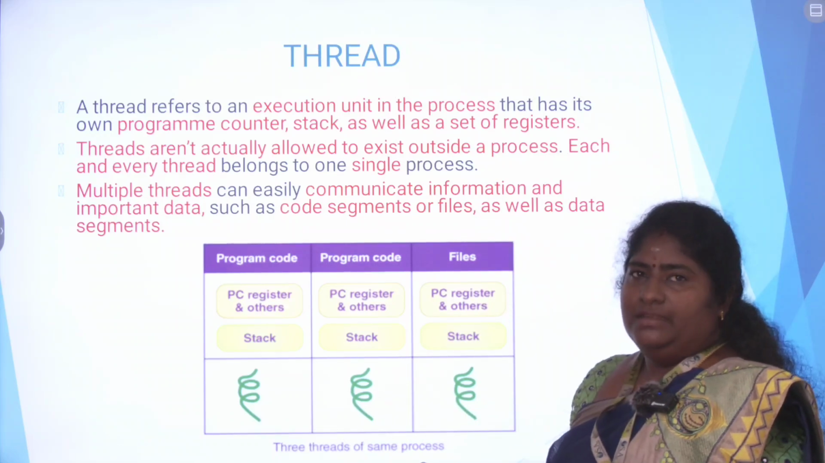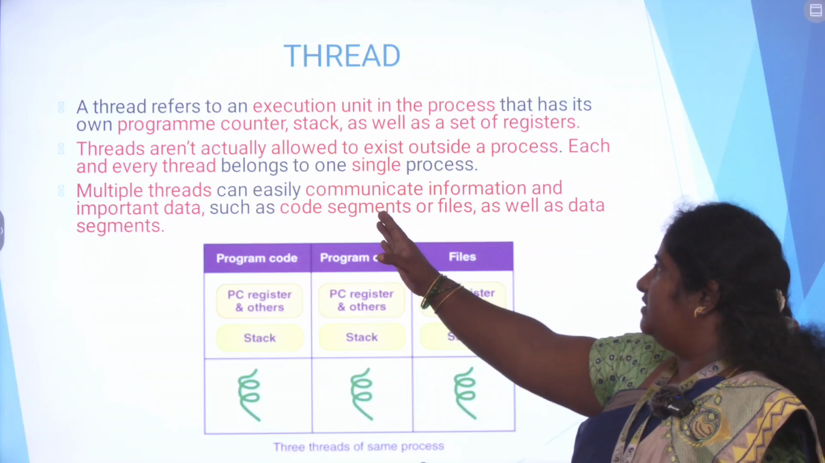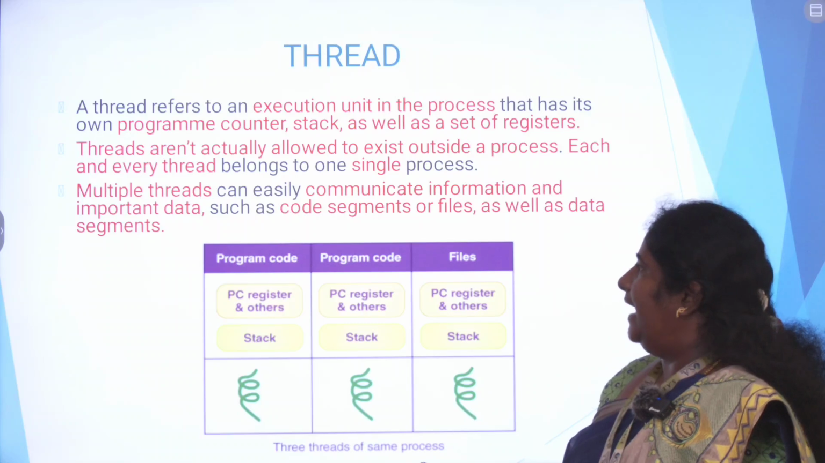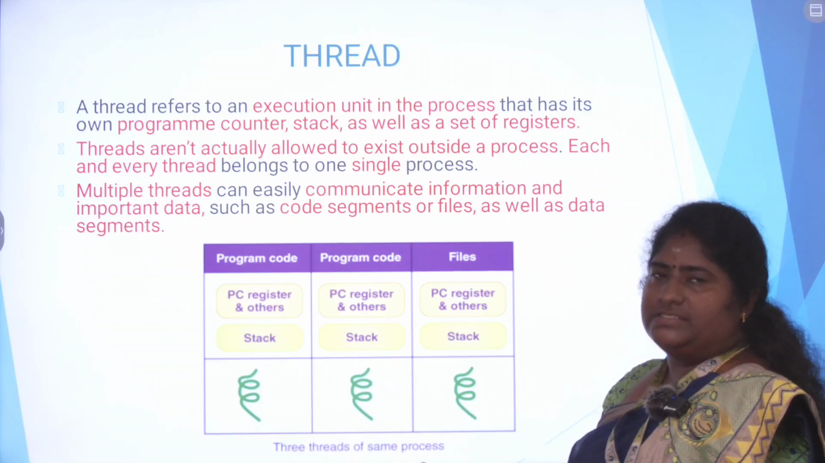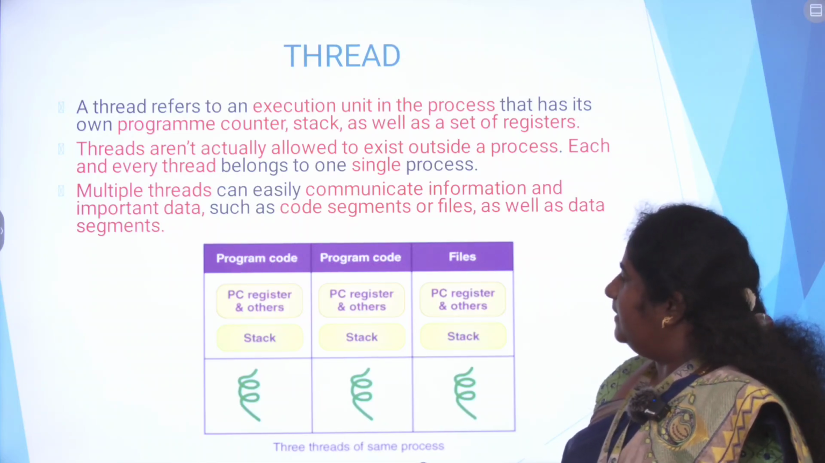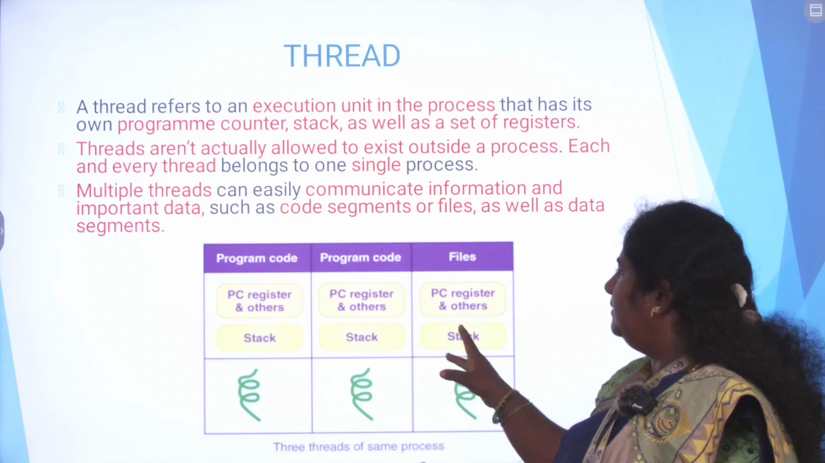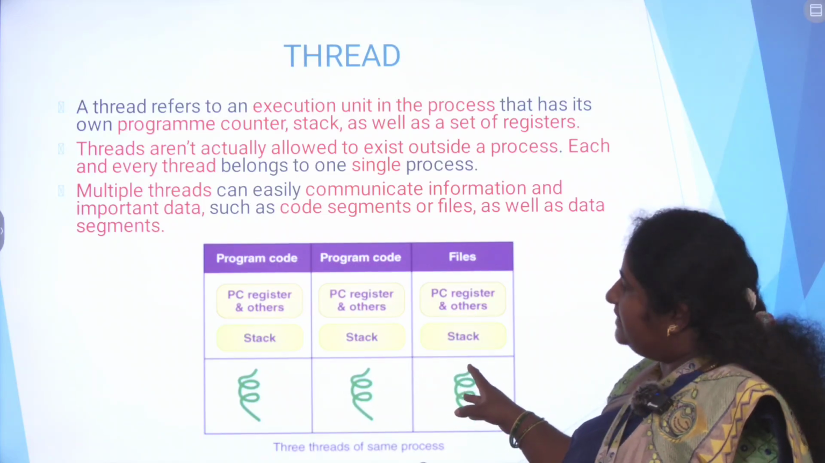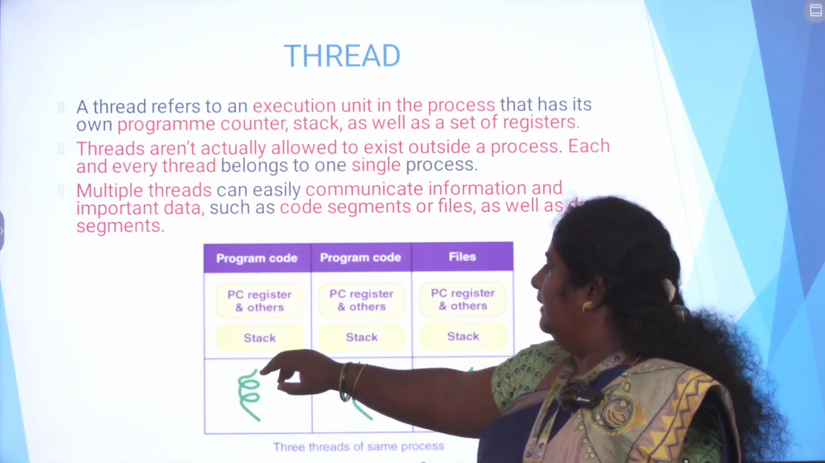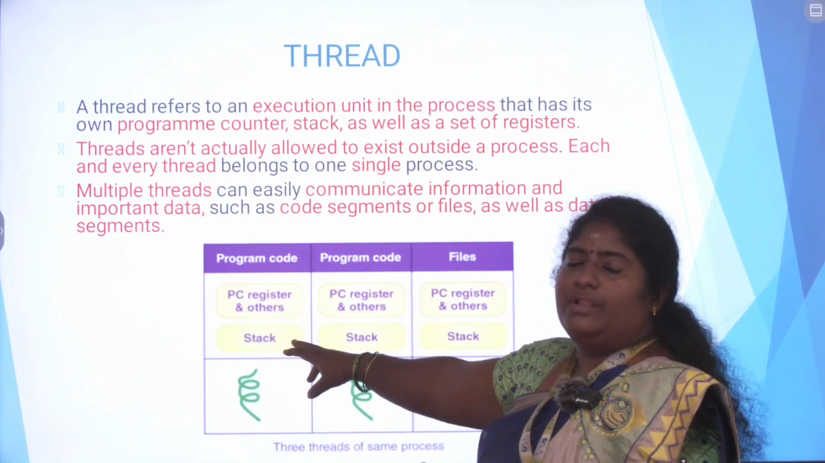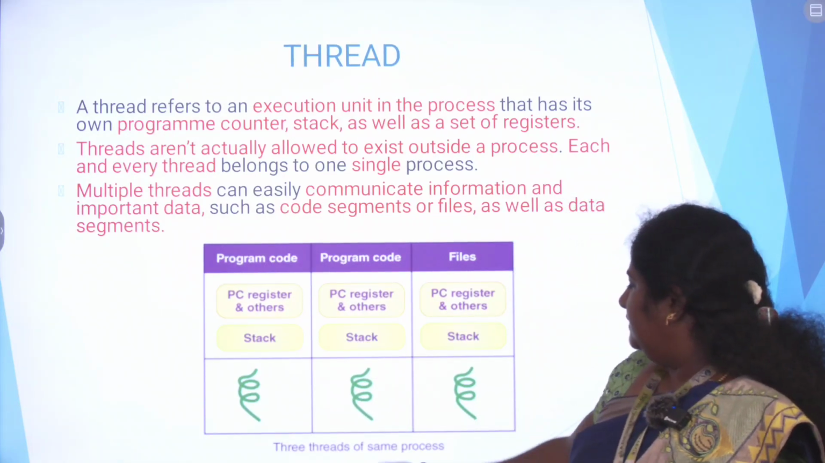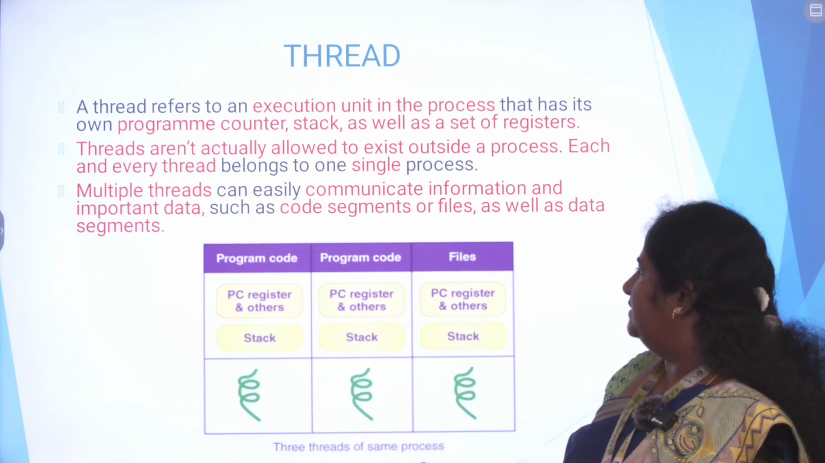Each thread consists of components called program counter, stack, as well as a set of registers. These threads are not allowed to exist outside the process. Only inside the process is the thread allowed to execute. A thread can reside at any program code, or it may reside at any files. The stack consists of all the intermediate information about any particular function it is going to execute. So these are the sample threads that we have in the process.